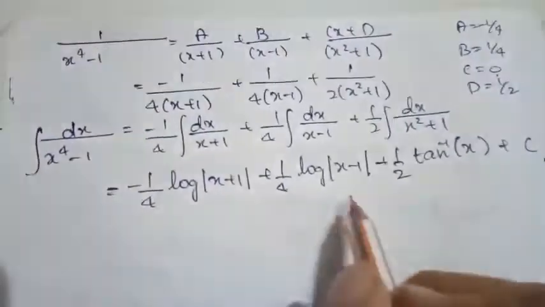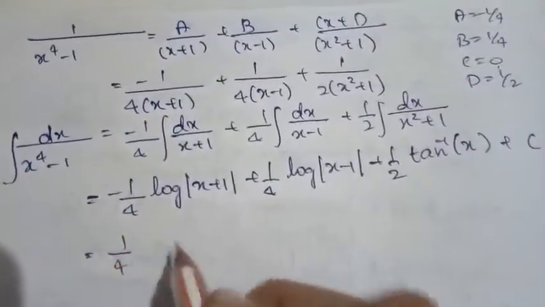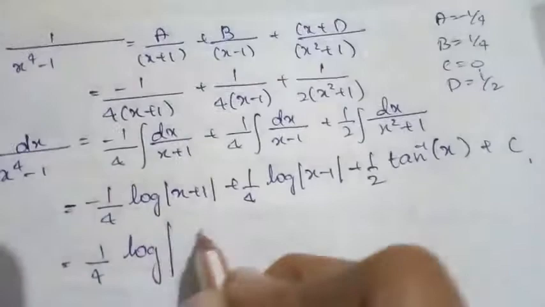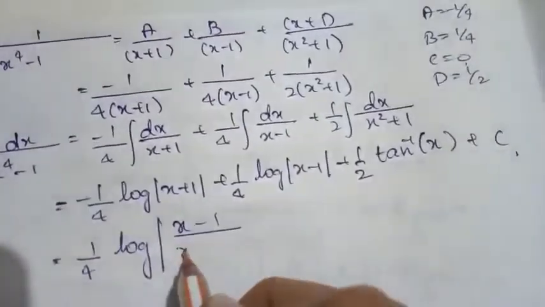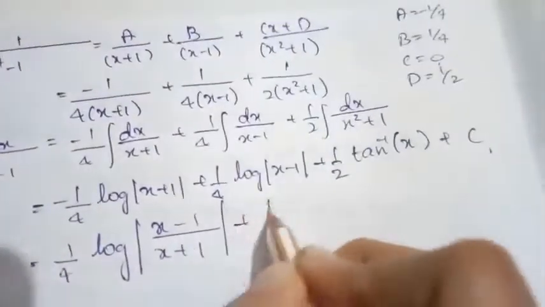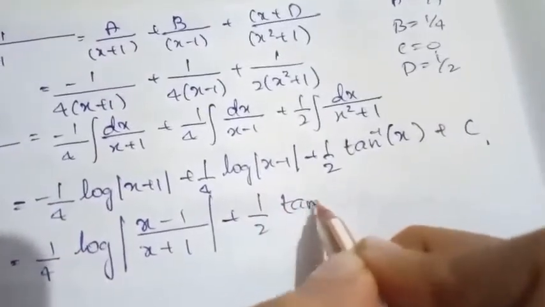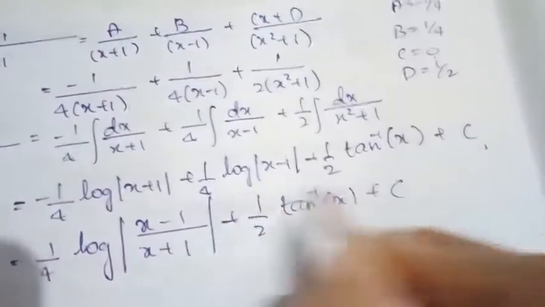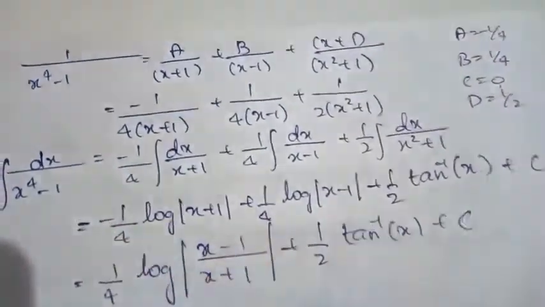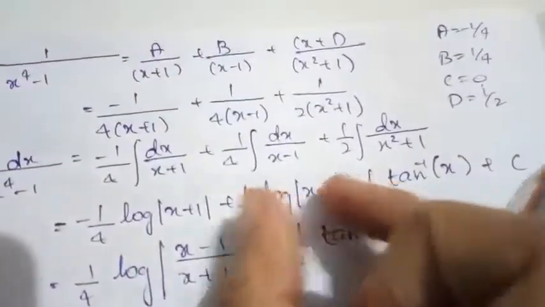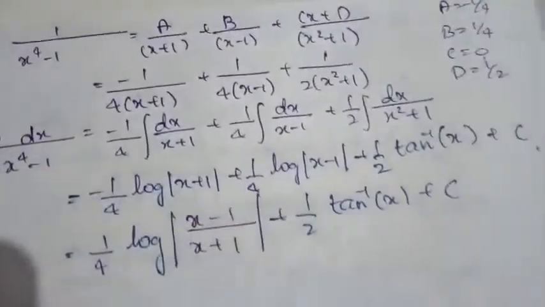So here by looking at these two, I can write 1 by 4 if I take common, log of mod x minus 1 divided by x plus 1, plus 1 by 2 tan inverse of x plus c, because if I take 1 by 4 common, here we are left with minus, so this becomes log m minus log n, so log m by n.